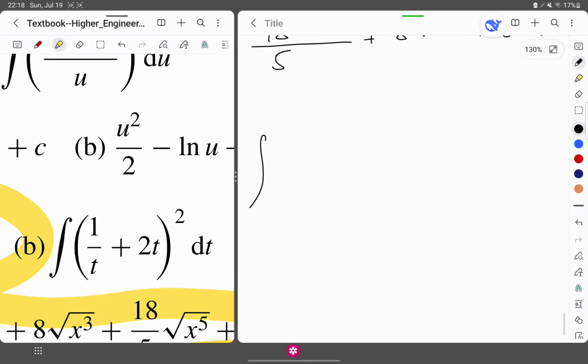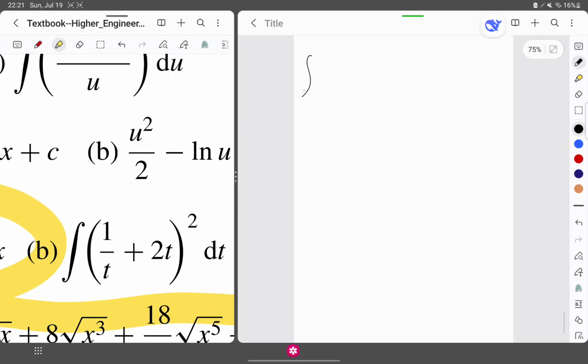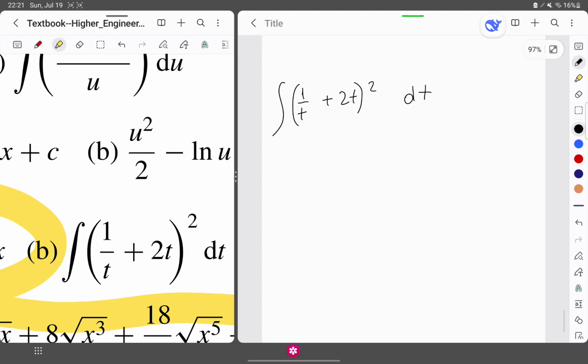Let's say, I'll ask this to my teacher. Okay, let's do this question. Okay, integral of 1 over t plus 2t squared dt. Okay, so now we will do what? Okay, let's just simplify it.